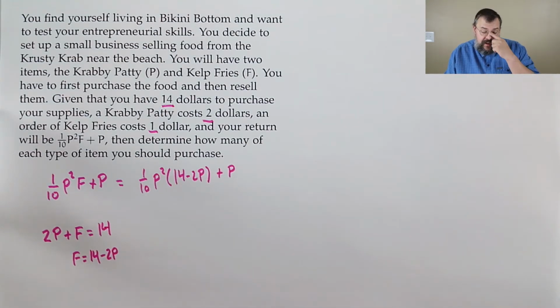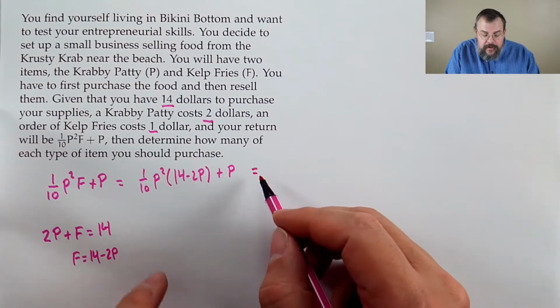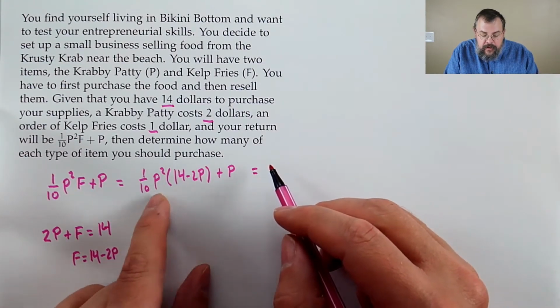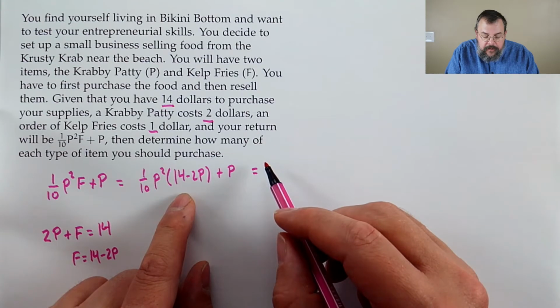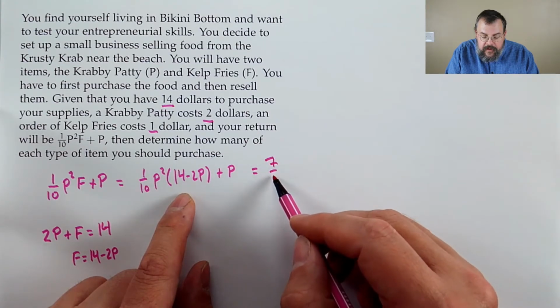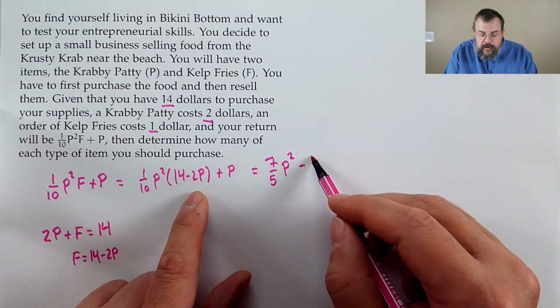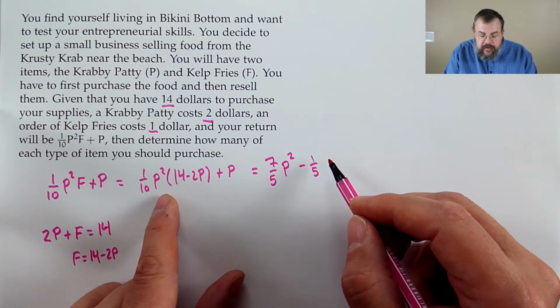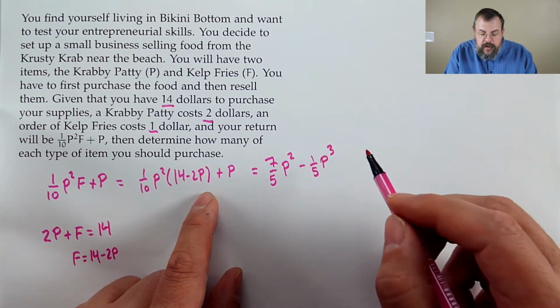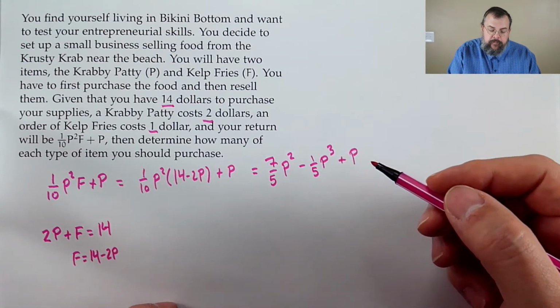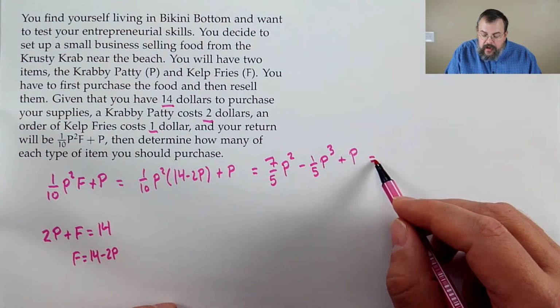All right, good. Well, what comes next? Well, we need to expand. We don't need to, but I think it's easier to expand than to try to do some product rule when we're taking derivatives. So we have 14/10, which is another way of saying 7/5. So 7/5 p squared. Then 1/10 times 2, 1/5, and then p squared times p makes p cubed, and then there's a plus p. Okay, so this is our return on investment.